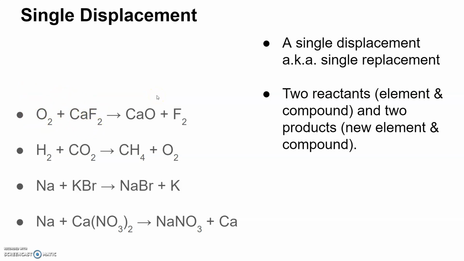And you're going to form two products. Your products will also contain an element and a compound, but they'll be different from what you started off with. So in the first example, we have calcium oxide as our compound, and F2 is our element.